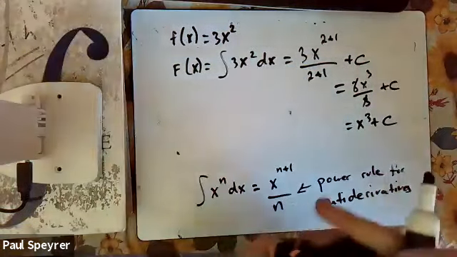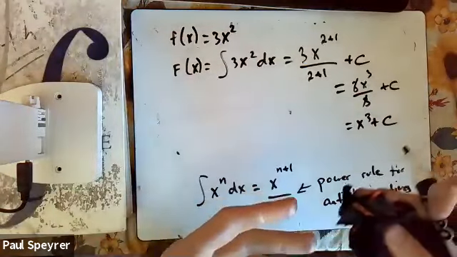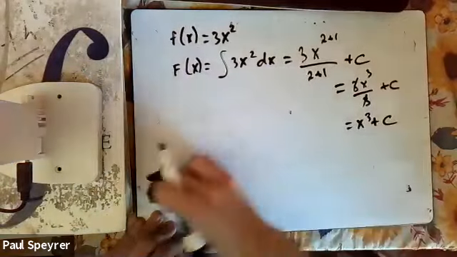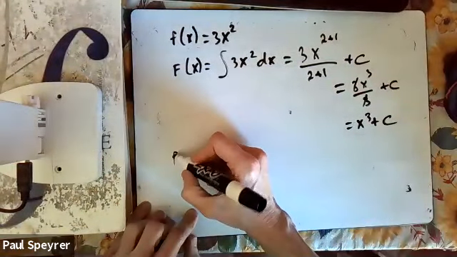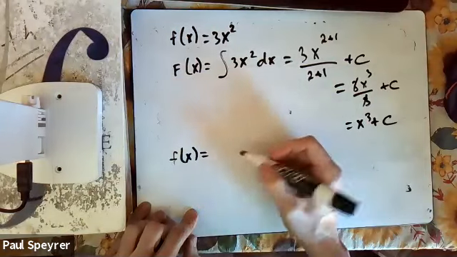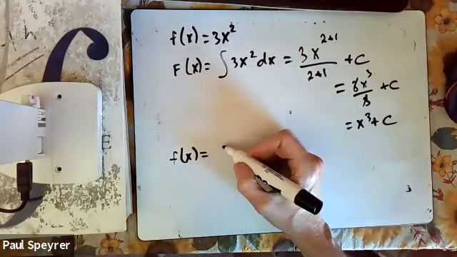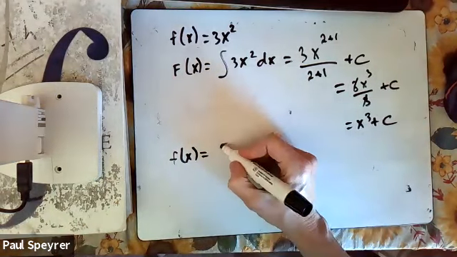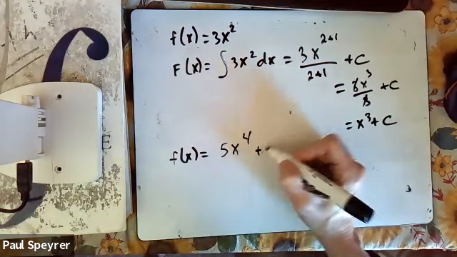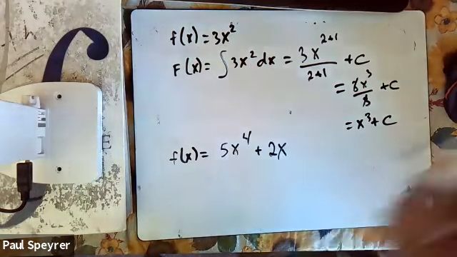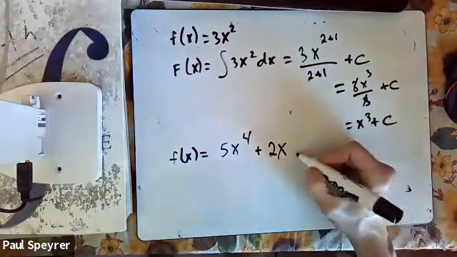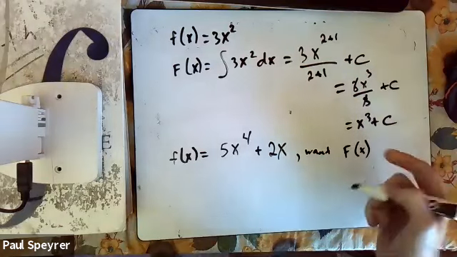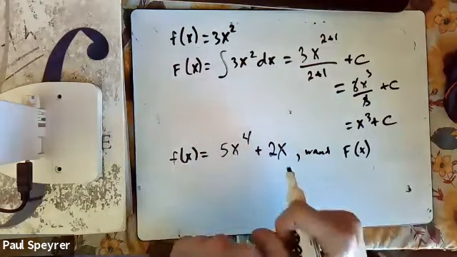And it doesn't matter what the exponent is or how many algebraic expressions you have. Like if I have f of x equals, and I'll say, yeah, we could say 5x to the fourth plus 2x, for example, okay? And we want big F of x. So we want the general antiderivative of this function right here.